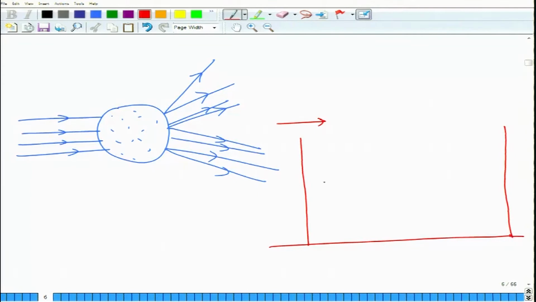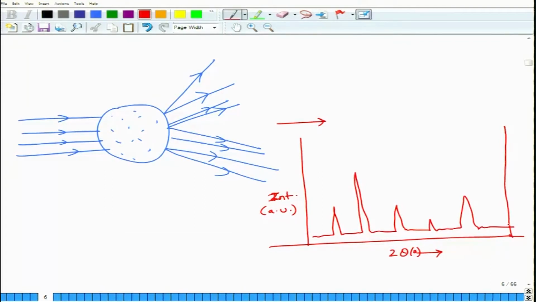On the y axis you plot intensity, which is in arbitrary units, and on the x axis you plot 2 theta, which is typically in degrees, which is the angle between the transmitted beam and the diffracted beam, and the pattern is something like this. And so on and so forth.